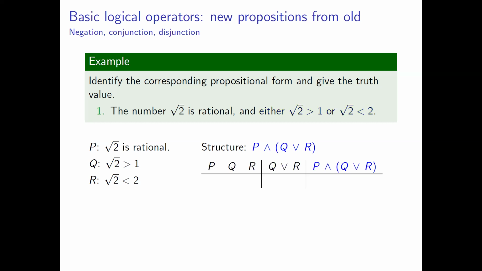The truth value of the whole sentence depends on the truth values of P, Q, and R. We know that statement P is false, statement Q is true, and statement R is also true. Thus, the disjunction Q or R is true. However, since P is false, the statement P and the disjunction Q or R is false. Therefore, the given statement is false.